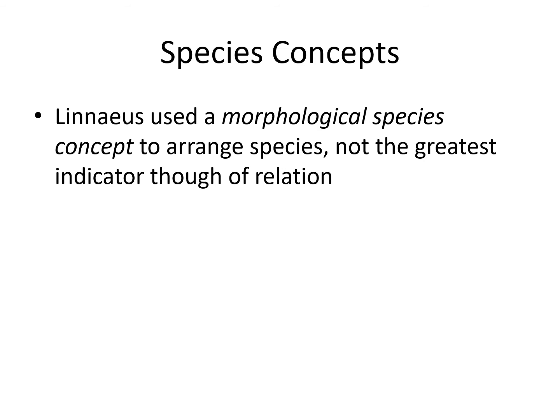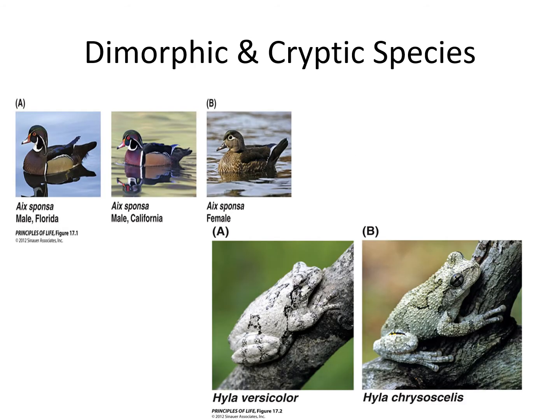In order to look at what a species actually is, we have a couple of species concepts. Linnaeus used a morphological species concept, which is okay. It basically looks at shape and structure. If I look at these 2 groups of species, these 3 ducks up here, male, male, female, they're all the same species. These are what we call dimorphic species because there are 2 shapes or 2 structures or 2 color patterns for the same species.